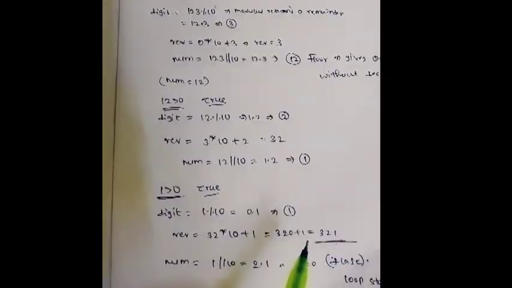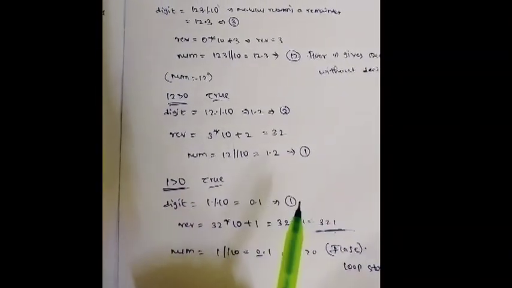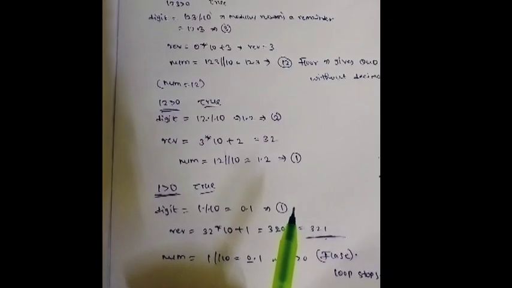Finally you get the reverse of the number as 321, where 123 is reversed as 321. This is the format of how the actual code works. We can try different examples, and it works in a similar way.